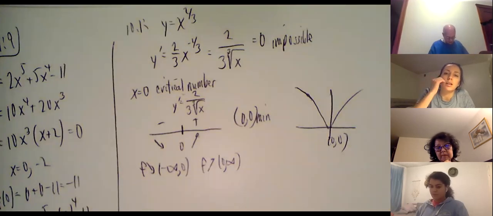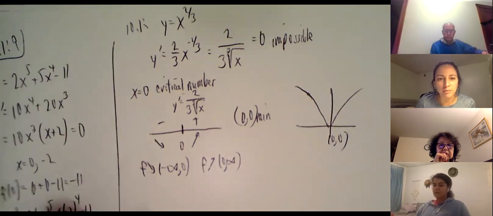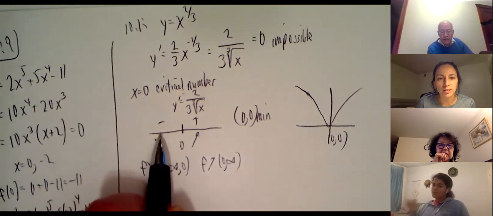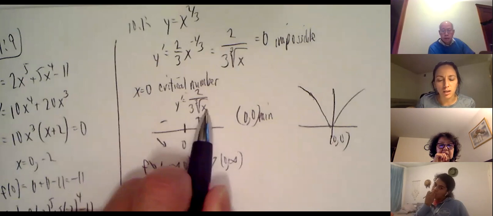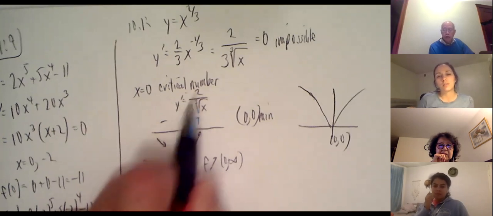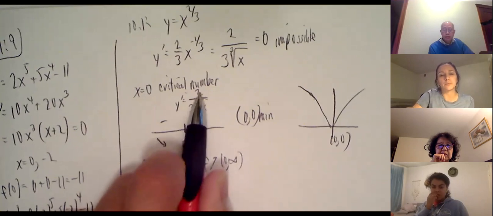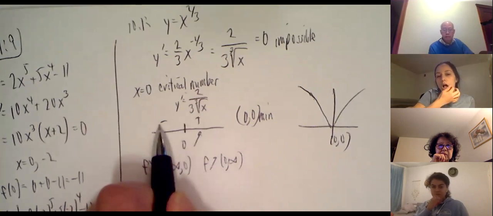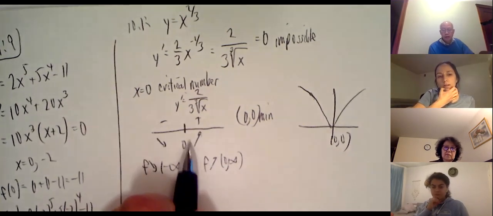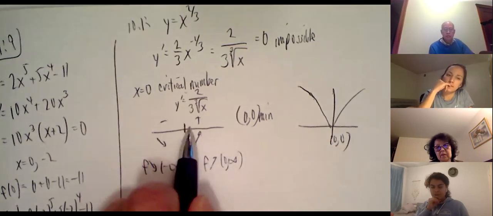Professor, in the sign chart, how did you get the first minus? Okay, so I plug in -1. The cube root of -1 is -1, that's negative. 2 and 3 are already positive. So I have one negative: positive, positive, negative, so negative. If I plug in +1 or +2 or +1,000,000, whatever, everything is positive. So it looks like that.